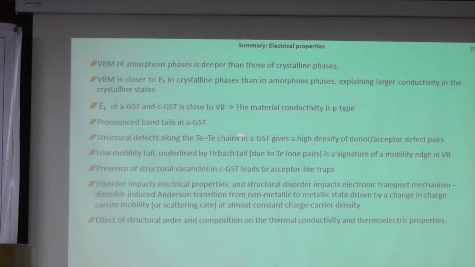The structural defects along the tellurium chain in amorphous GST give a high density of donor-acceptor defect pairs, and a low mobility tail underlined by the Urbach tail due to lone pairs is a signature of mobility edge in the valence band. The presence of structural vacancies in crystalline cubic GST leads to acceptor-like traps, and disorder impacts the so-called metal-insulator transition, which is an Anderson type transition, and the effect of structure and composition on thermal conductivity and thermoelectric properties. So this is another application of chalcogenide phase change materials.